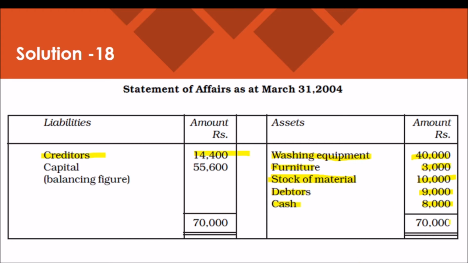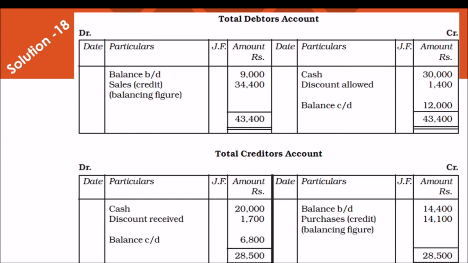After that, we find the total of the asset side. We get 70,000 minus 14,400, the value of creditors. We will get the amount of capital, that is 55,600. So my dear students, in this way we have to find out the missing value. What is that? Capital. The opening capital is 55,600. Also, we have to prepare the total debtors account and the creditors account.